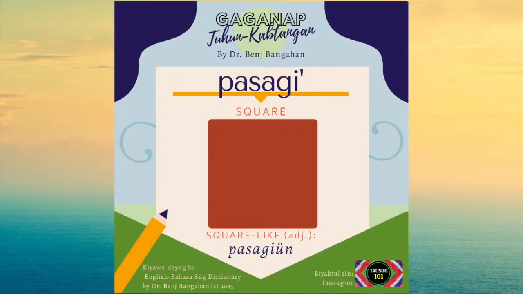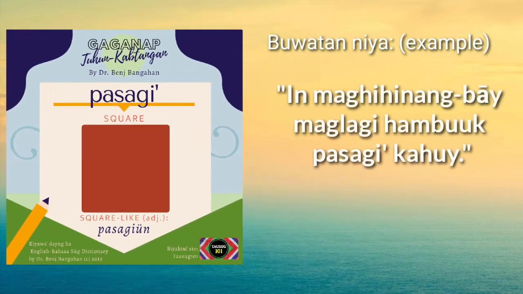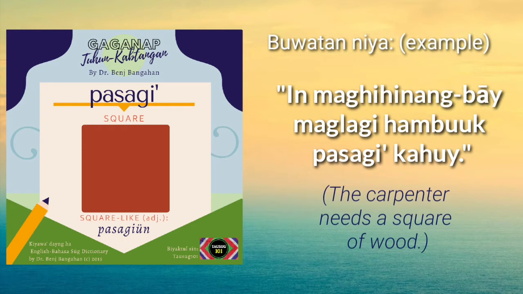Next, we have pasagi. In English, square. When using it as an adjective, we say pasariun. An example: in maghihinang bay, maglari hambok pasari kahoy. The carpenter needs a square of wood.